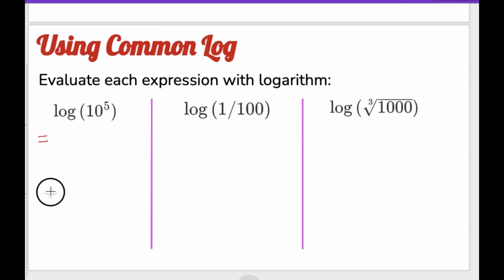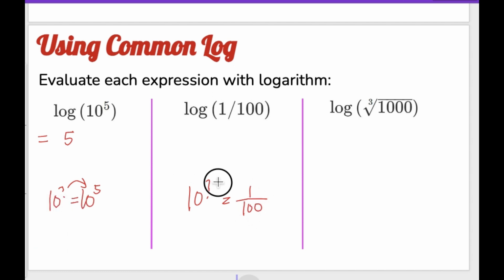So this one is asking us: 10 to what power is 10 to the fifth? And of course, it's very clear, right? 10 to the fifth power is 10 to the fifth. Next one, again, whenever you see no base, the base is 10. 1 over 100, and we know whenever you see 1 over, the exponent is going to be negative, and 10 to the second power is 100, so that's why the answer becomes negative 2.